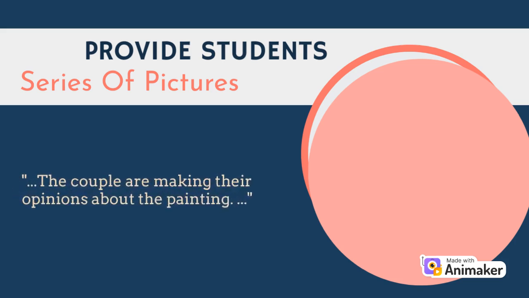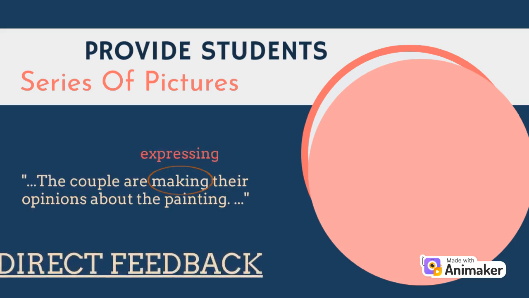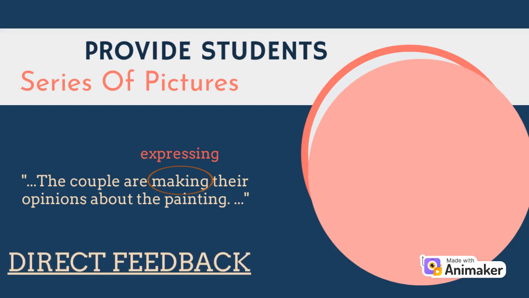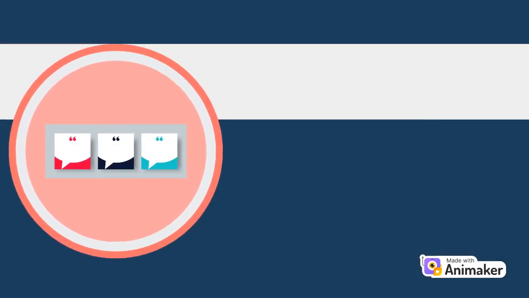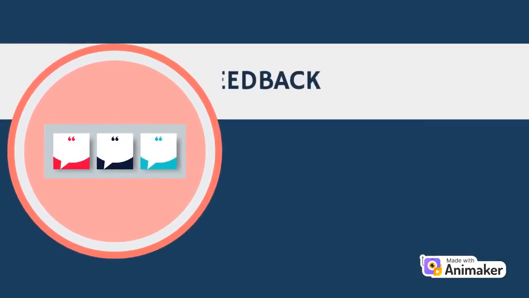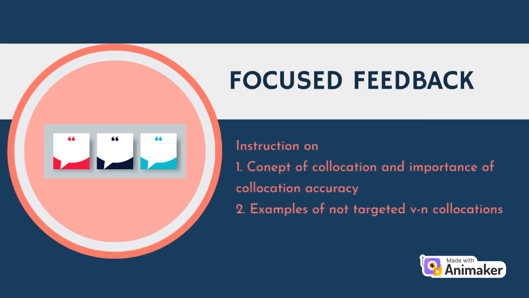You can highlight your students' wrong expressions and provide them with the correct ones. This is considered as direct feedback because you have directly provided the students the proper uses. Also, as only one type of word choice error was corrected, this feedback is considered focused. Just prior to returning the compositions to students, you can provide instruction on the concept of collocation and the importance of collocation accuracy. This instruction can also include several examples of correct verb-noun collocations that were not targeted in the lesson.